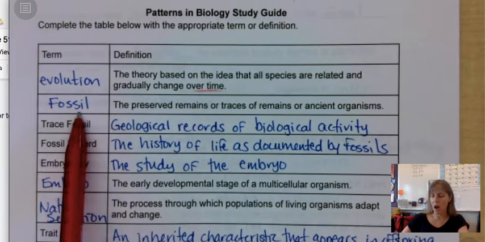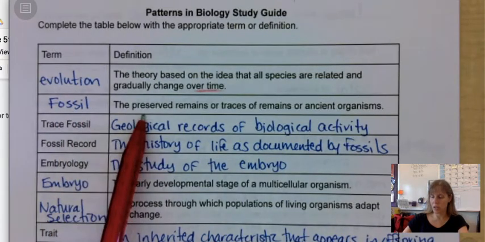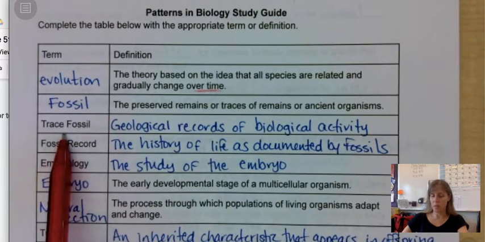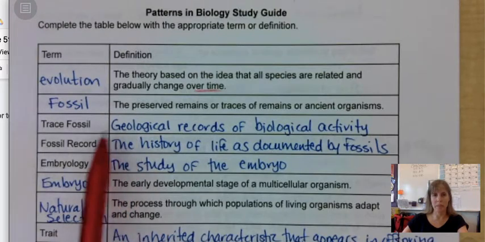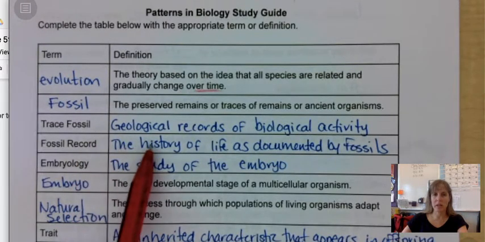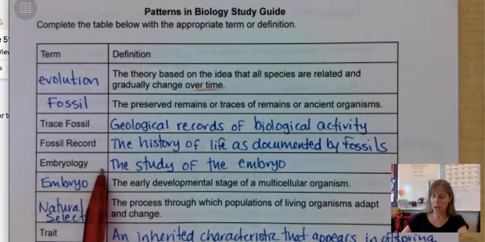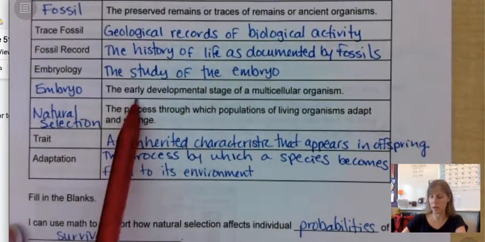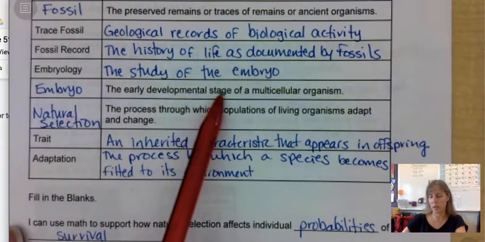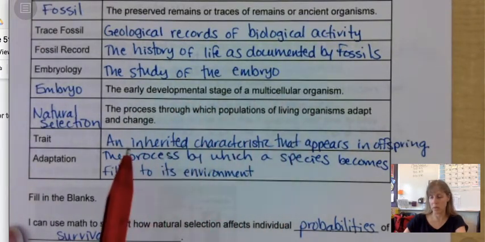All right. The next term is fossil. The definition is the preserved remains or traces of remains of ancient organisms. Trace fossil are the geological records of biological activity. The fossil record is the history of life as documented by fossils. And embryology is the study of the embryo. All right, so what is an embryo? An embryo is the early developmental stage of a multicellular organism. So it's developing an organism.